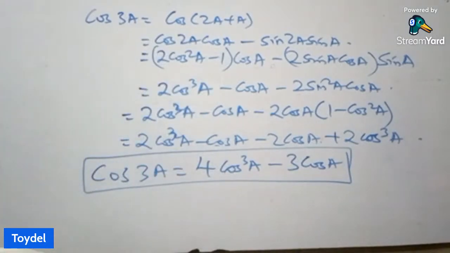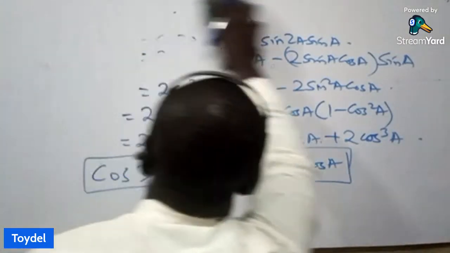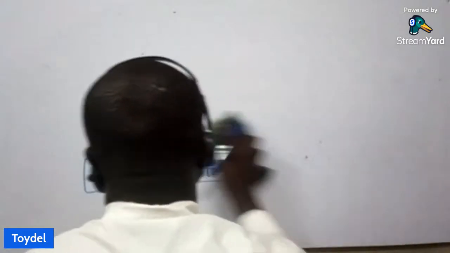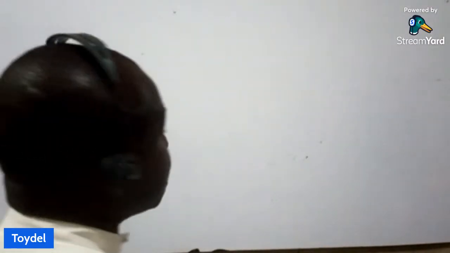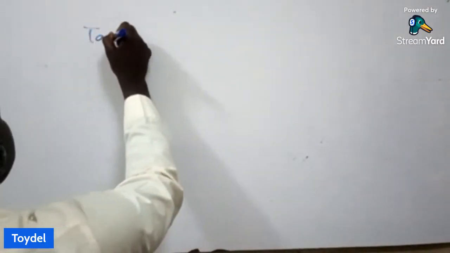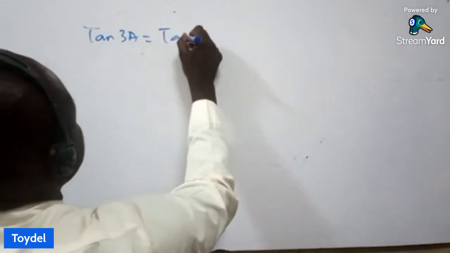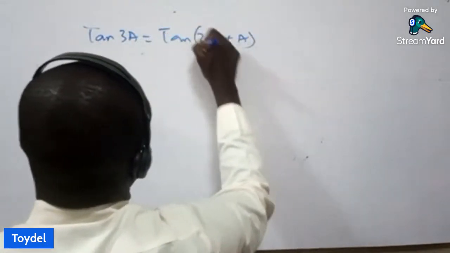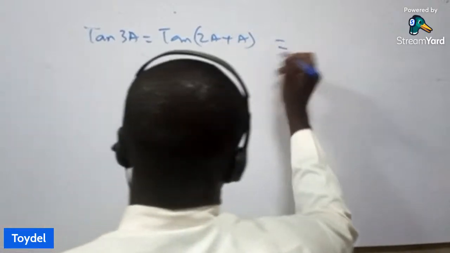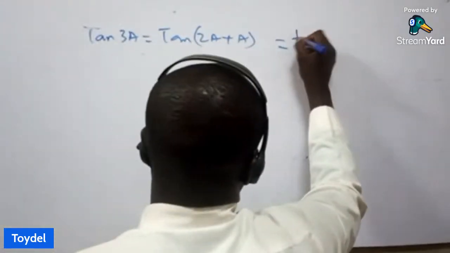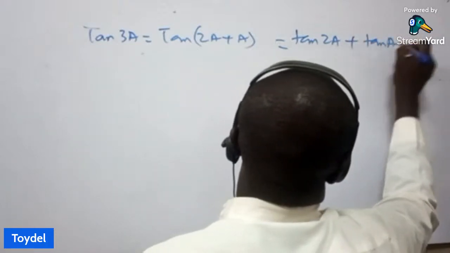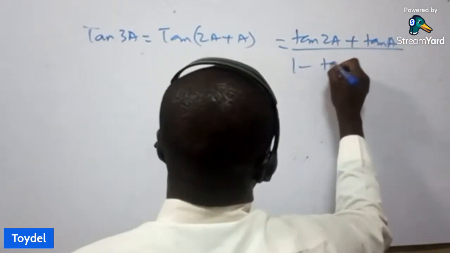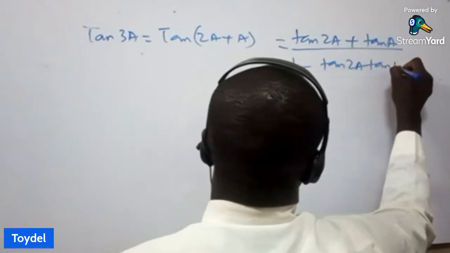When you follow the steps, we are going to derive what I'm about to write now. So for tan 3a, it's still the same thing. It will be tan of 2a plus a. And of course, what is the expression for tan of 2a plus a? This will be tan 2a plus tan a, all over 1 minus tan 2a tan a.